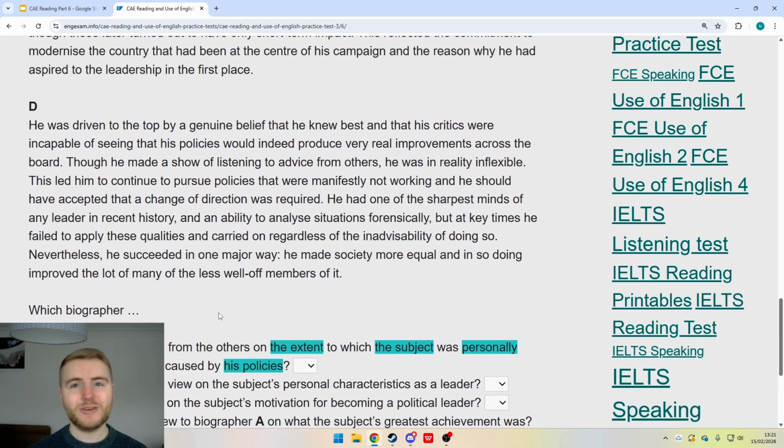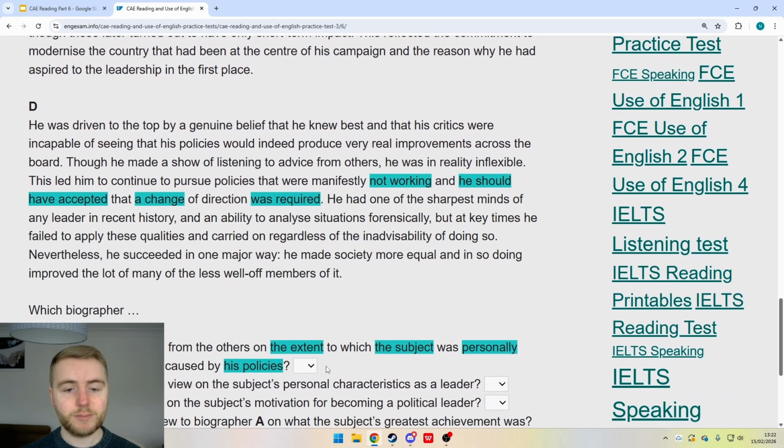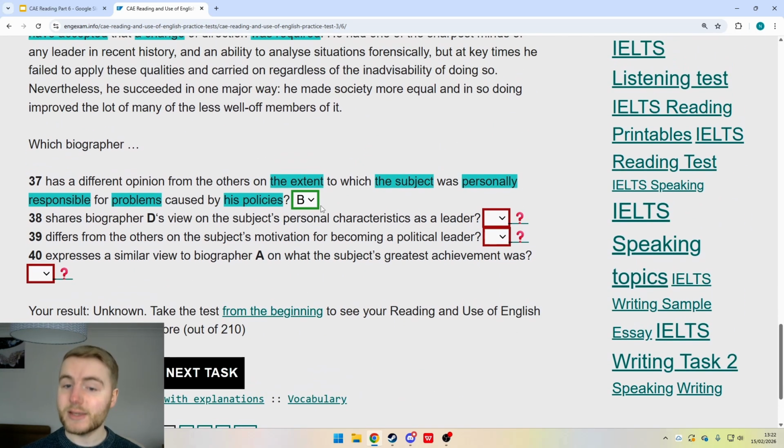But in the exam, you shouldn't just take a random guess. You should continue just to check all of the possible options. So even though I think B is the correct answer, I'm going to read D just in case. Reading D, scanning for problems, responsible. Okay, look here. He should have accepted. Okay. So I can see that this person believes his policies were not working and he should have accepted that a change was required. D also believes he was responsible for his policies. So the person with the different opinion will be paragraph B. You can check. There we go. B is the correct answer.